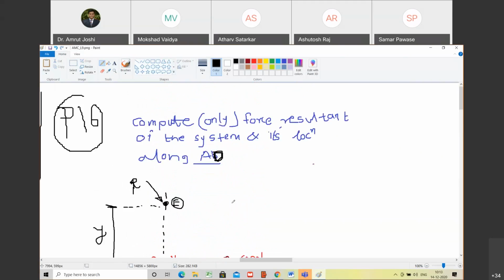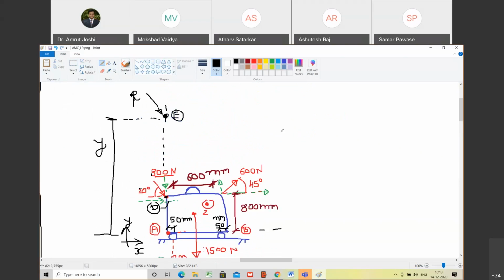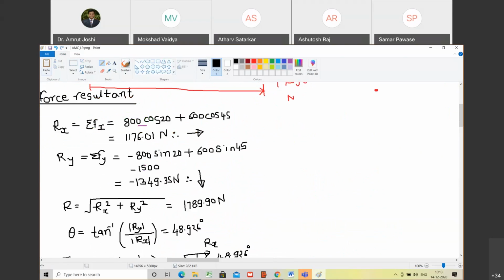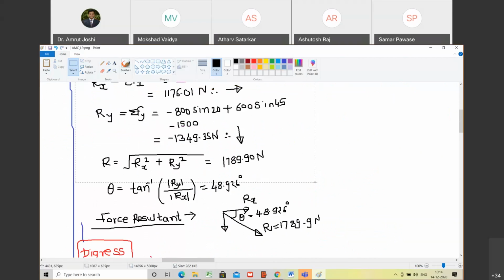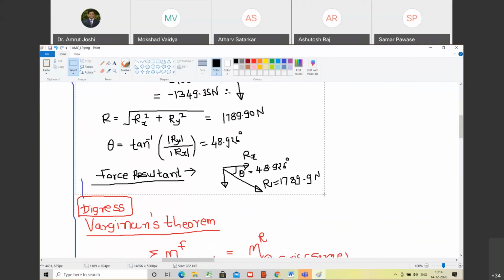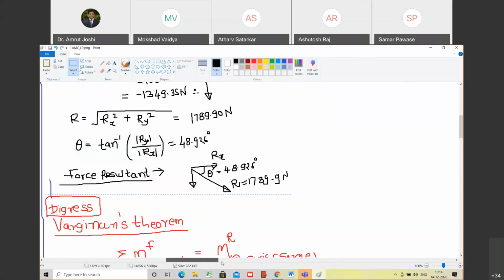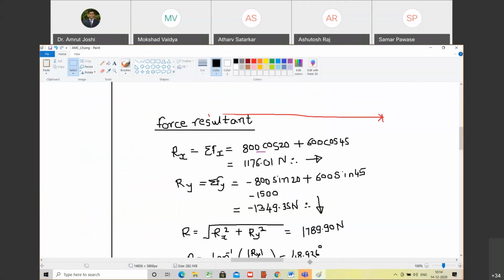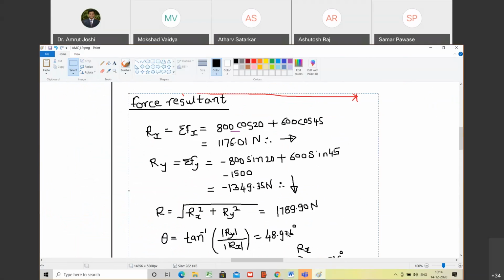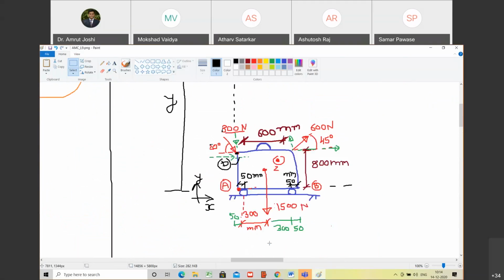And now let us apply Varignon's theorem. So what does Varignon's theorem say? First of all, first step remains same. We have to calculate the force resultant. So I will copy that part as it is. You need to calculate this force resultant, which is not going to change. It is going to remain same. Happy? Yes, sir. So that part same copied here. Force resultant turns out to be this much.